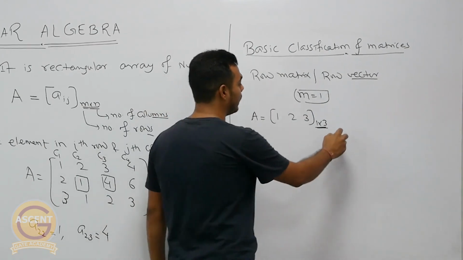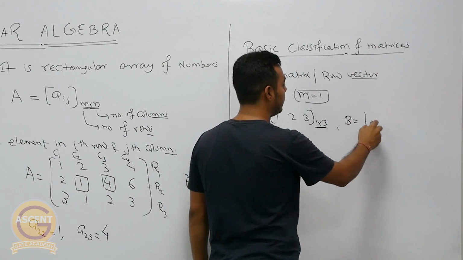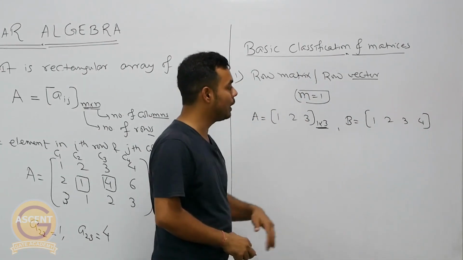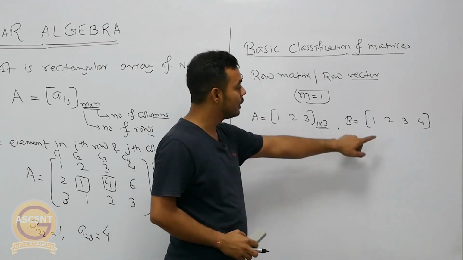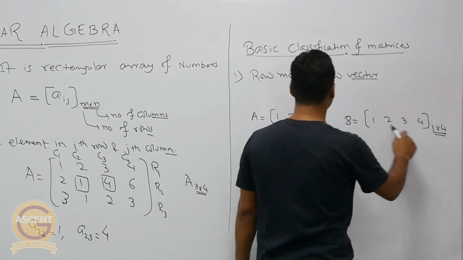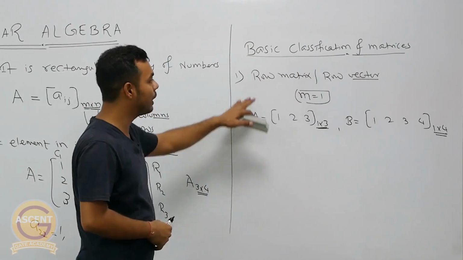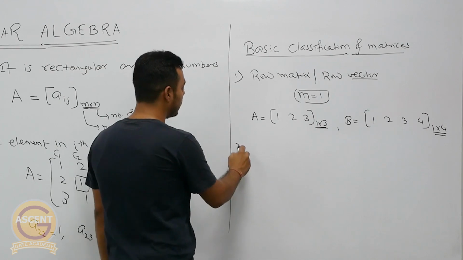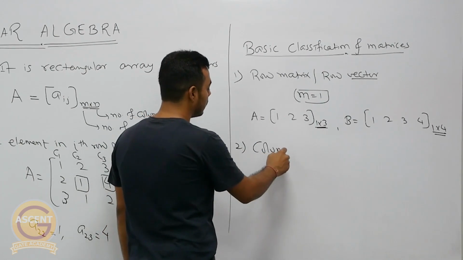You can think of many other examples. Suppose I have a matrix B as 1 2 3 4. Now this matrix has only 1 row but 4 columns. So this matrix is also an example of a row matrix. If the number of rows is 1, then the matrix will be a row matrix, or you can also call it a row vector.